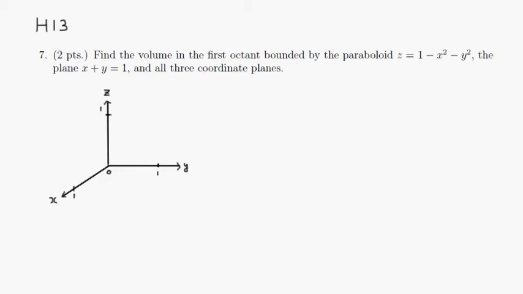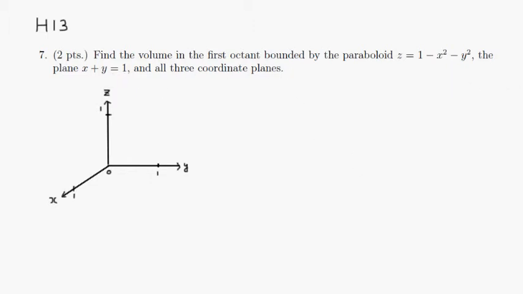Okay, let's look at homework 13, problem number 7. We want to find the volume in the first octant, which means x is positive, y is positive, z is positive, bounded by the paraboloid z equals 1 minus x squared minus y squared, which looks like a bullet facing upward, and the plane x plus y equals 1, and all three coordinate planes.